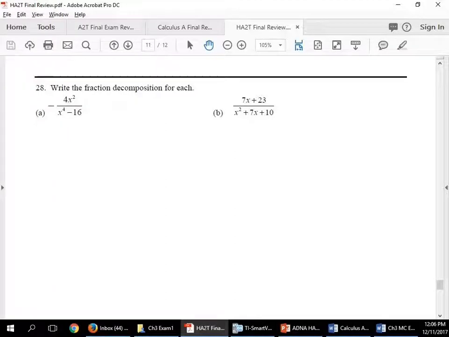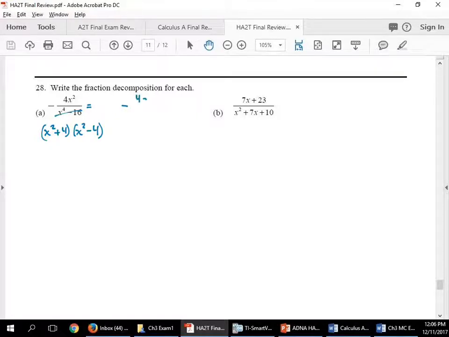Fraction decomposition. The first thing you've got to do is factor the denominator. So let's do it. If I factor this denominator, we get x squared plus 4, x squared minus 4. Oh, snap. Are you kidding me? You've got to be kidding me, dog. No, I'm not kidding you.